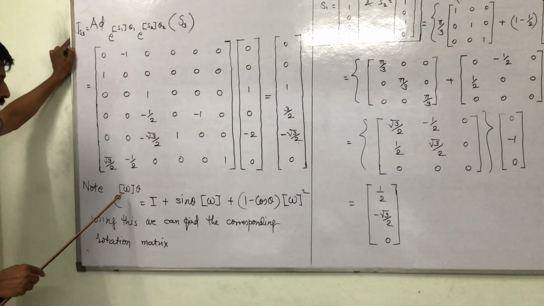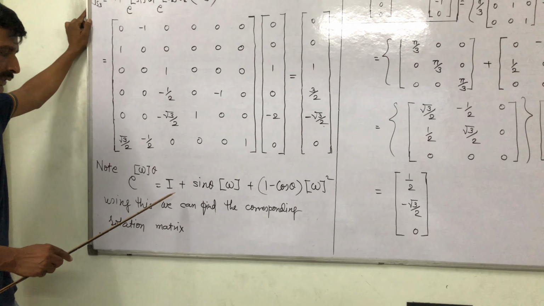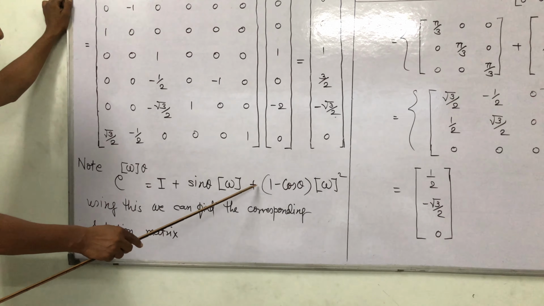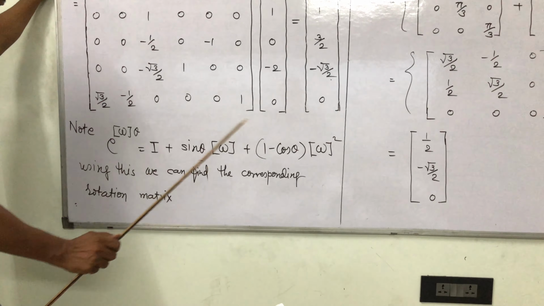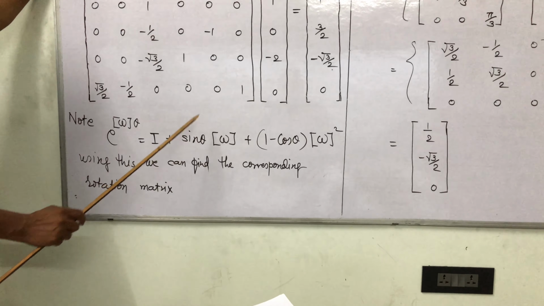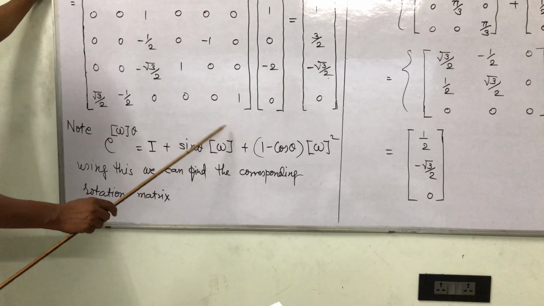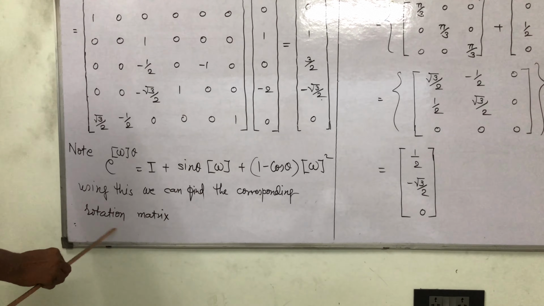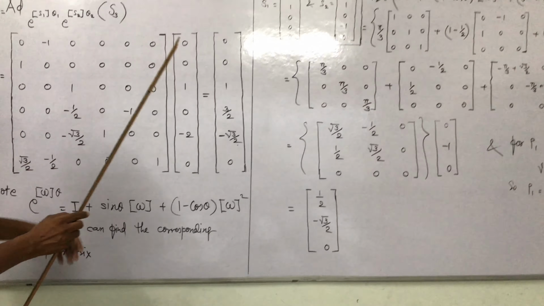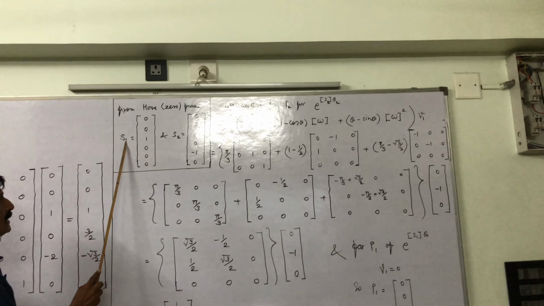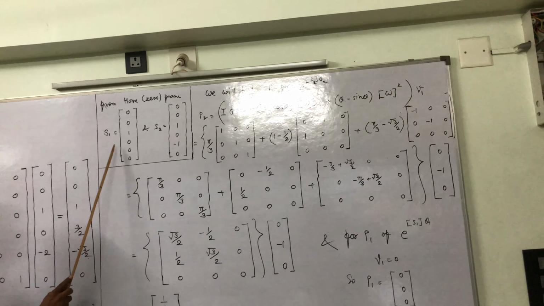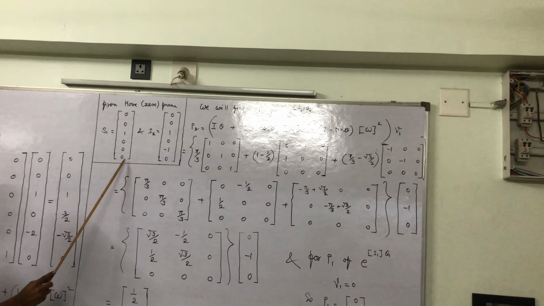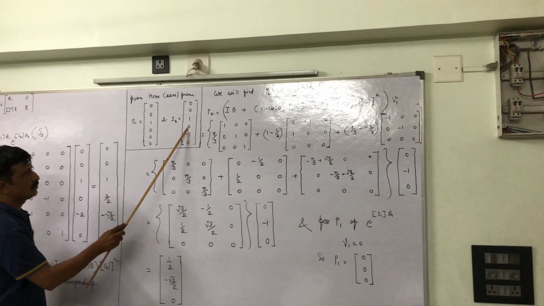Note, e raised to omega theta is the rotation matrix, and it is the identity matrix I plus sin theta into omega plus 1 minus cos theta into omega square, where omega is the unit vector, the axis of rotation vector. Using this we can find the corresponding rotation matrix. From the home frame, S1 is 0 0 1 0 0 0, because the body frame and space frame coincide, so no velocity is there. And S2 is 0 0 1 0 minus 1 0.